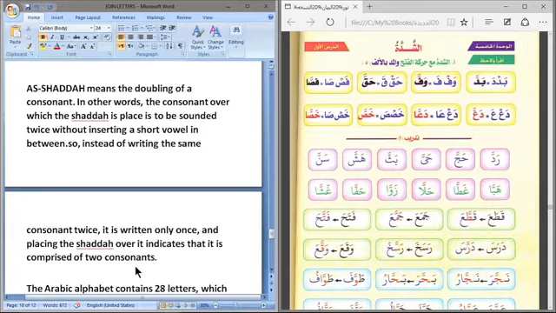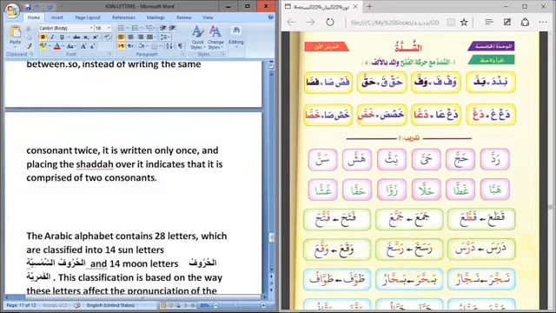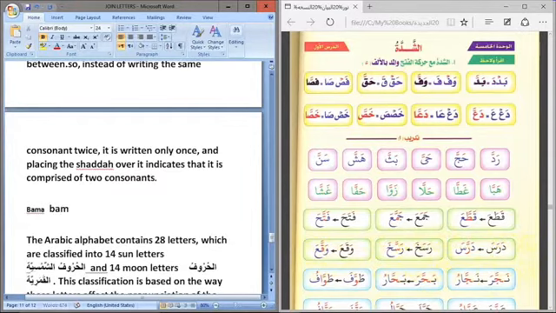What all this means is that, for example, we all know ba fatha ba, mim fatha ma, means bama, right? So when shaddah is placed on any of the letters, let's say we have shaddah on the mim fatha ma, in transliteration it will look like this, bamma, as you can see. So it will be doubled. The mim there that has the shaddah will be doubled.